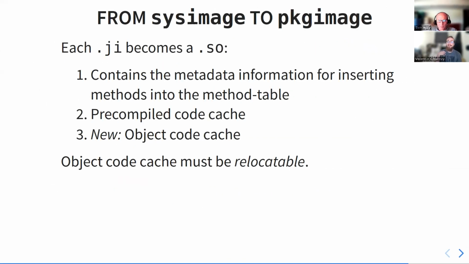And so in some ways, what we're proposing, what we've been working on, is that we move from system images to package images. So every .ji, every cache file, suddenly becomes a shared object file that contains the same metadata information for inserting methods into the method table, so that we can reconstitute the correct view of the world. It also contains a code cache for precompiled code, but we will essentially add the native code cache, where we add compiled functions. But we must make sure that this object cache is going to be relocatable.